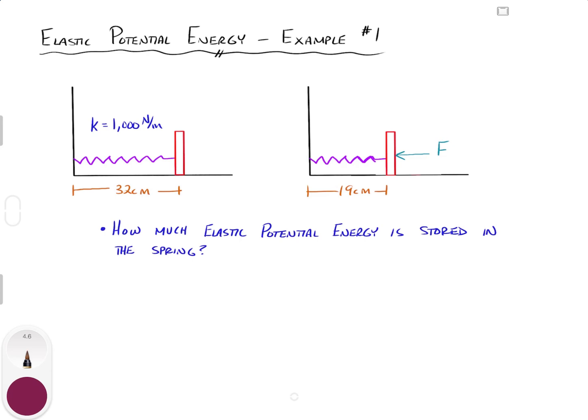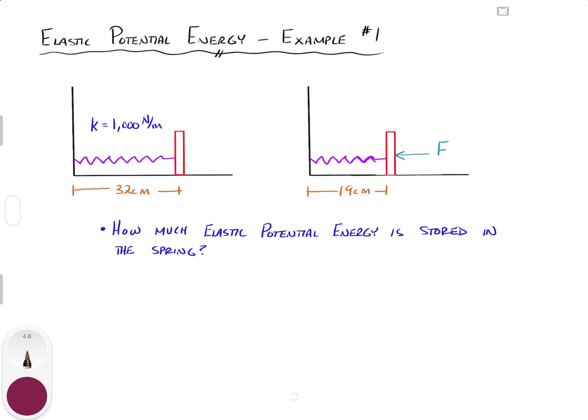Let's take a look at elastic potential energy example number 1. We have a spring of a known spring constant, which is 1,000 newtons per meter. It has a resting length of 32 centimeters. Some force comes along and pushes on this spring and compresses it to a final length of 19 centimeters.